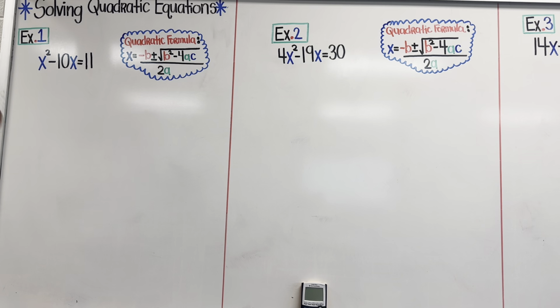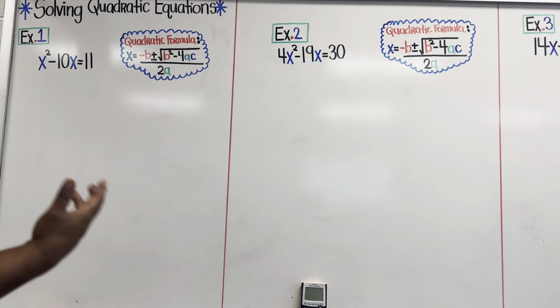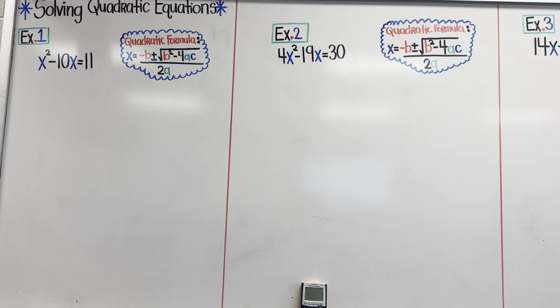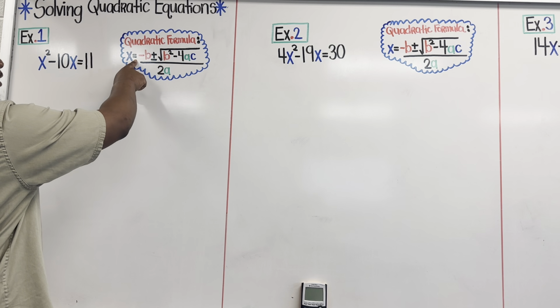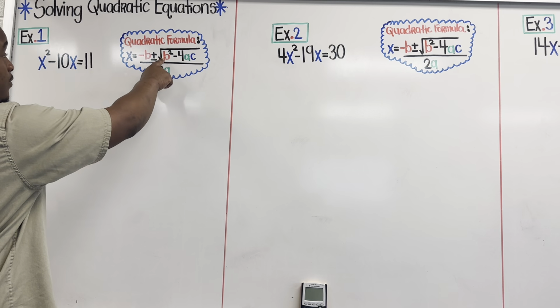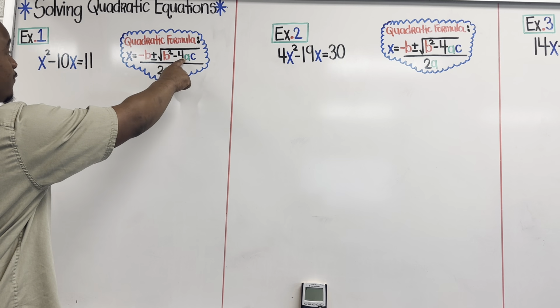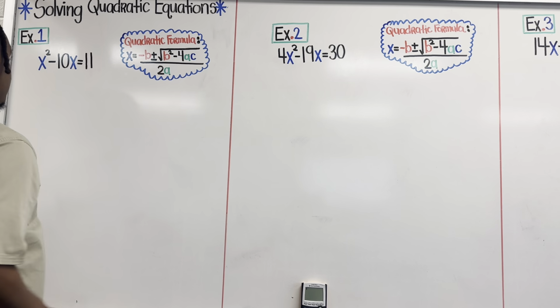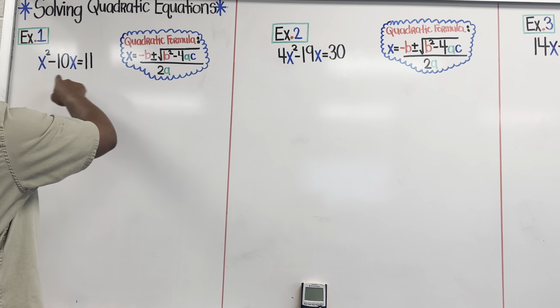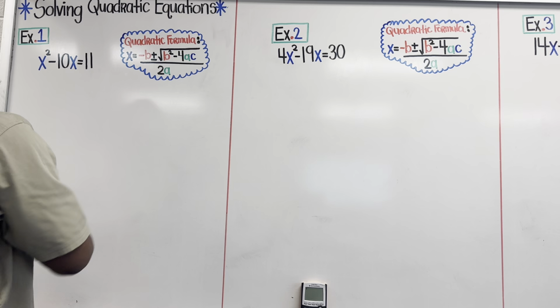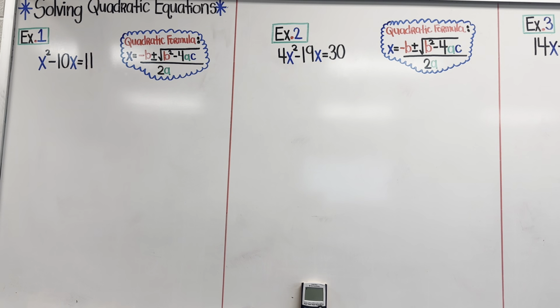In order to solve this, we're going to be using the quadratic formula. You can also factor, but I like to use the quadratic formula. The quadratic formula is x equals negative b plus or minus the square root of b squared minus 4 times a times c, all divided by 2a. And a, b, and c are just the coefficients and constants of the particular equation.